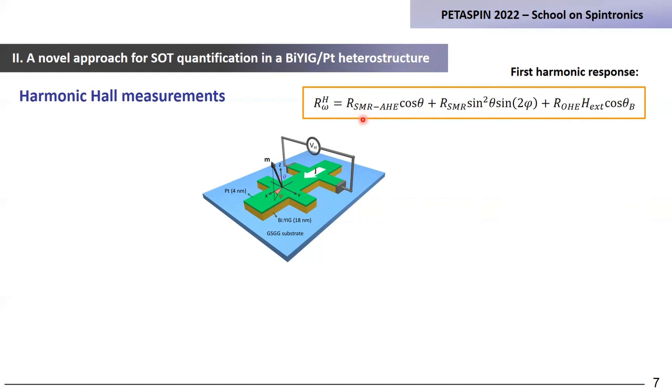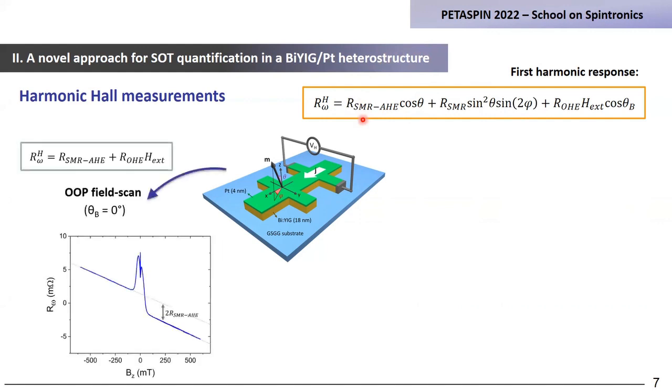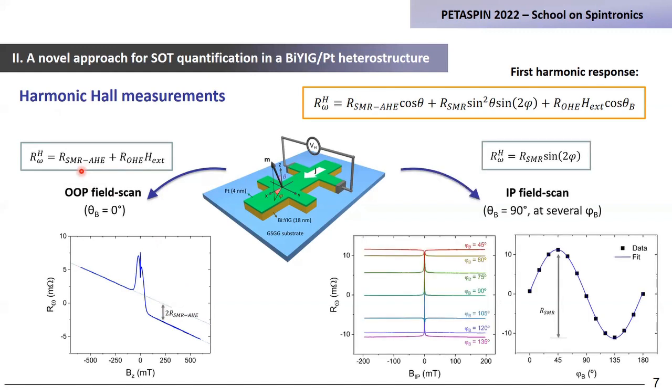In this context, if we perform an out-of-plane field scan, then we see a different resistance for the up and down magnetization state. And it is from this amplitude that we can determine this anomalous Hall-like parameter. On the other hand, if we perform in-plane field scans for different phi angles, and then we plot the first harmonic as a function of the azimuthal angle, then we observe a sin 2phi symmetry, from whose amplitude we can extract the spin Hall magnetoresistance parameter.